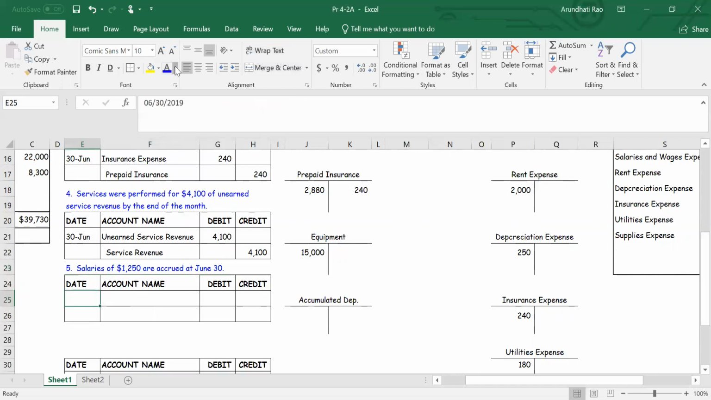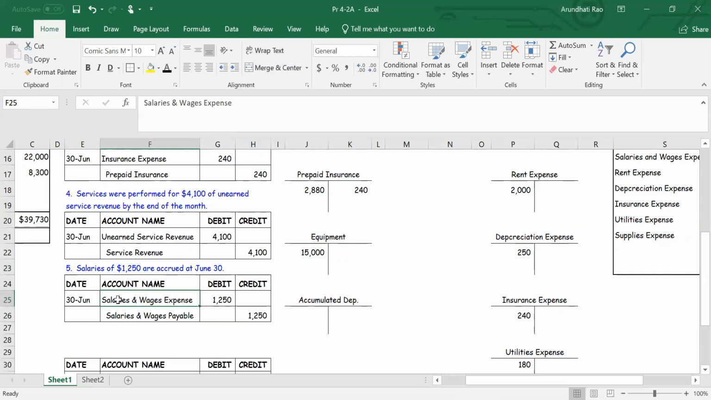Again, June 30th, my journal entry is going to be salaries and wages expense debit and salaries and wages payable credit. I know the amount. It is $1,250. So a question that some students ask me is, why are we calling it salaries and wages expense and not just salaries expense? That's just the name of the account. If you had just written salaries expense, it's perfectly fine.